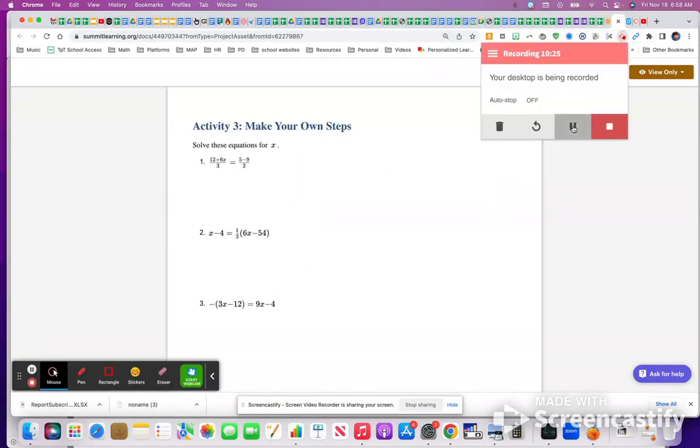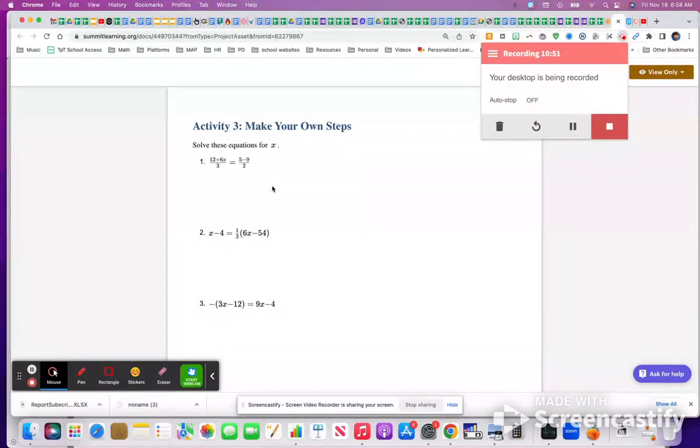Okay, so the last thing that we're going to do is this activity 3, and it's make your own steps. And I'm going to do the first one, and then I'm going to see how you do on these next two. So we have solved these equations for x. I have 12 plus 6x divided by 3 equals 5 minus 9 divided by 2.